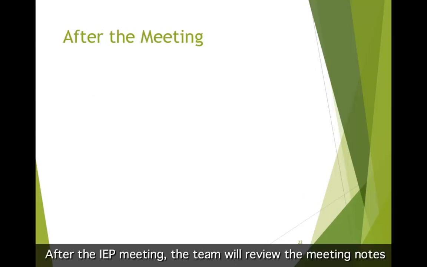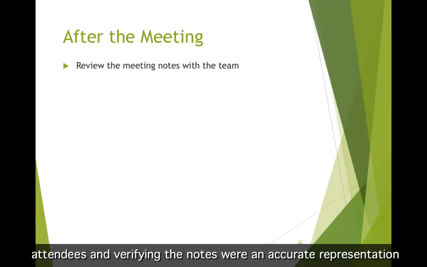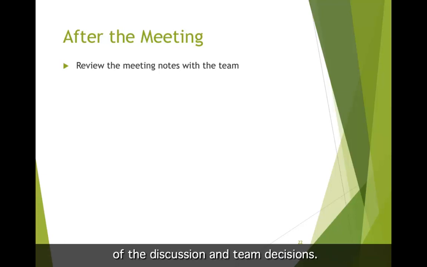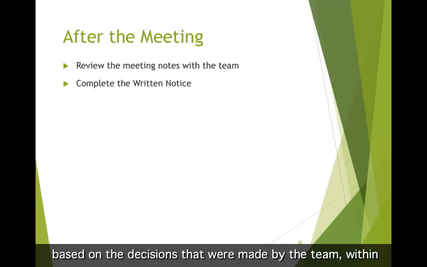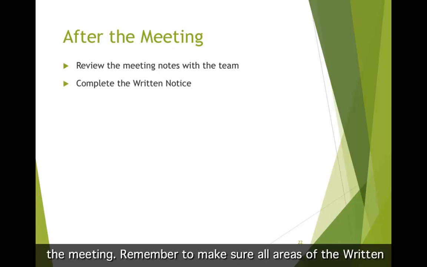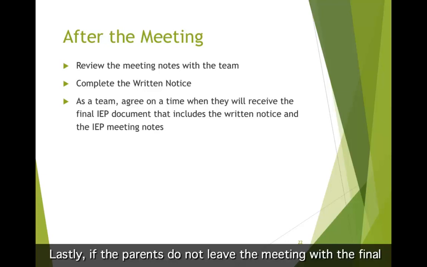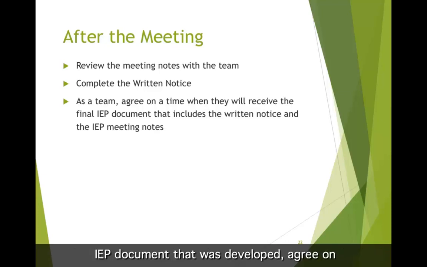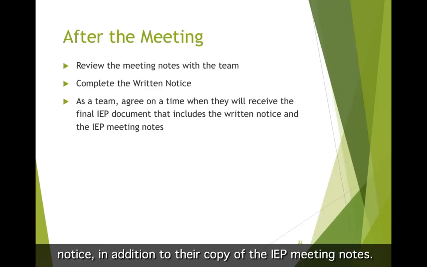After the IEP meeting, the team will review the meeting notes, which is most often done by reading them out loud to the attendees and verifying that the notes were an accurate representation of the discussion and team decisions. The case manager will then need to complete the written notice based on the decisions that were made by the team within the meeting. Remember to make sure all areas of the written notice are completed. Lastly, if the parents do not leave the meeting with the final IEP document that was developed, agree on a time they will receive that document that includes the written notice in addition to their copy of the IEP meeting notes.